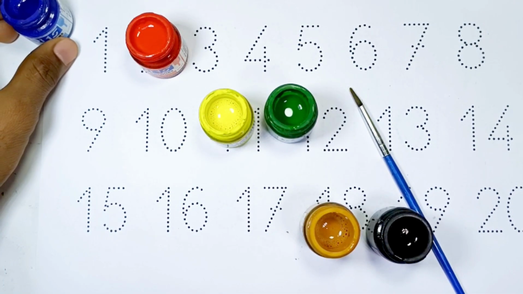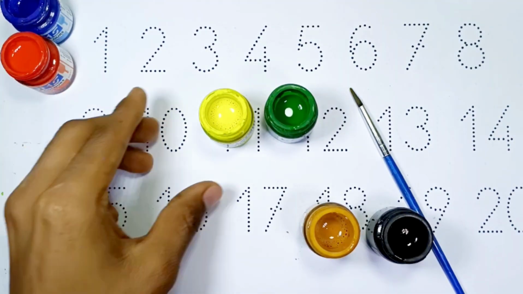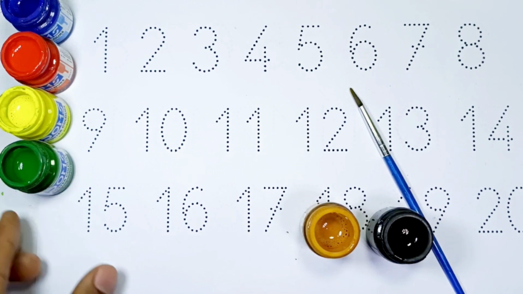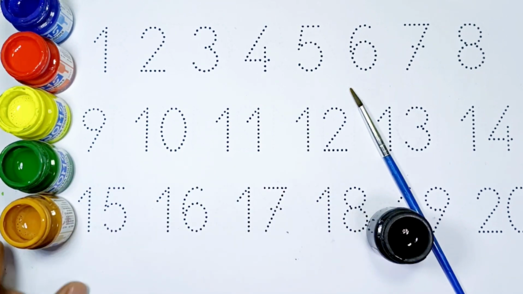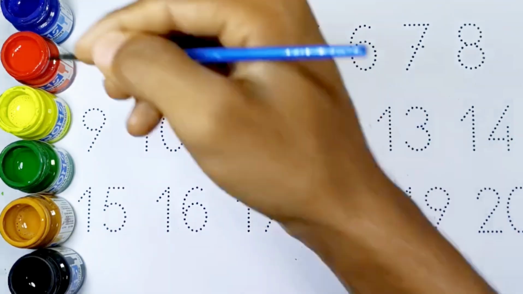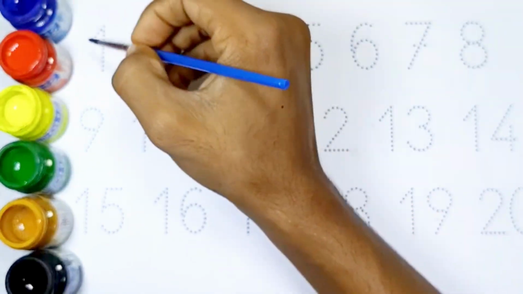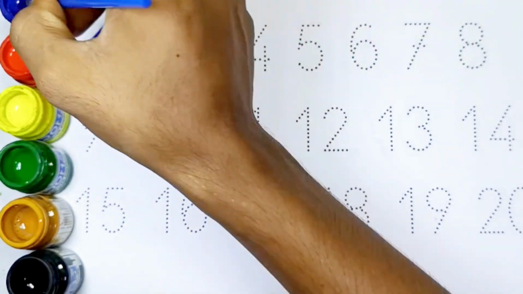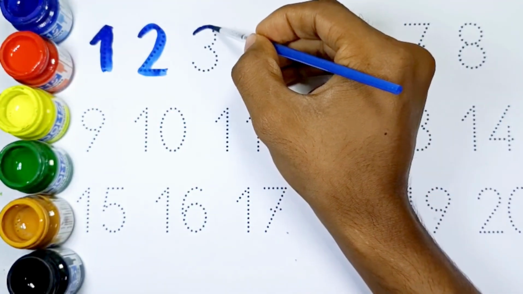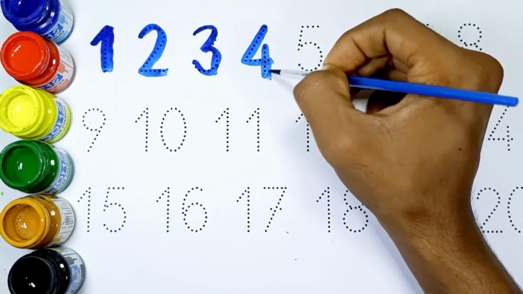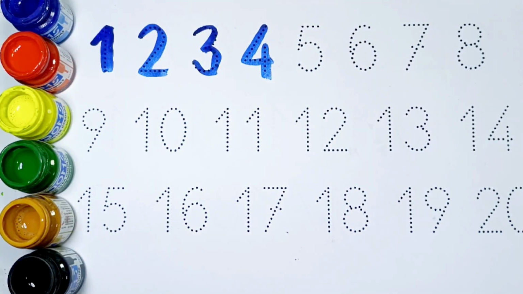Blue color, red color, yellow color, green color, yellow ochre color, and black color. So kids, now you draw 1 and use blue color. 1, 2, 3, 4. Kids, now you draw 5. The numbers are 5.